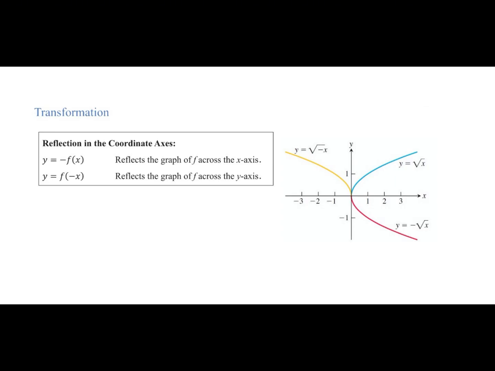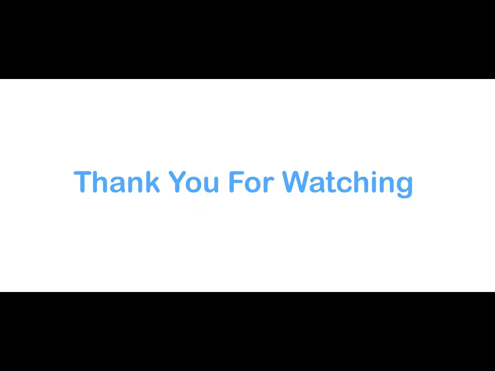An easy way to remember is negative outside the function, flip over the x-axis. Negative inside the function, flip over the y-axis. That's everything for AP Pre-Calculus 0.2 Properties of Functions.